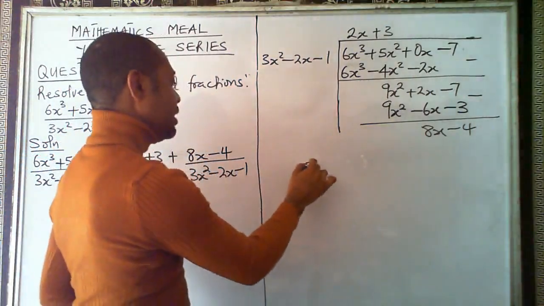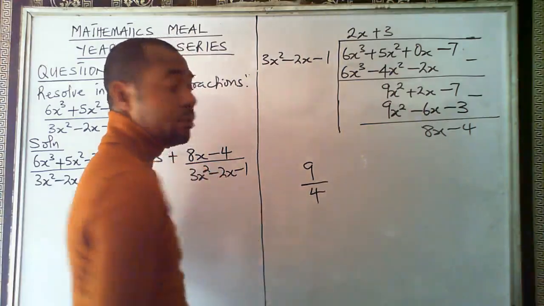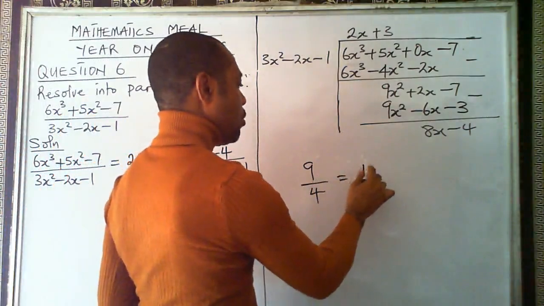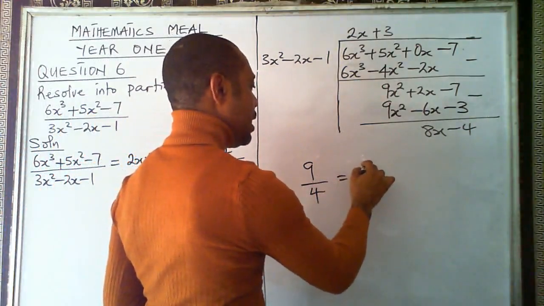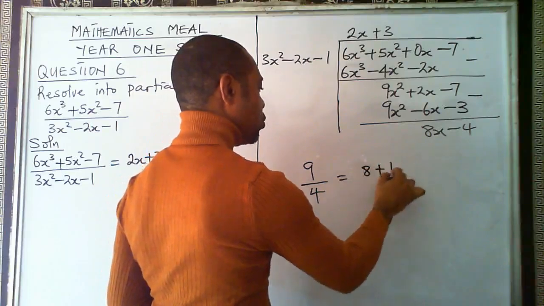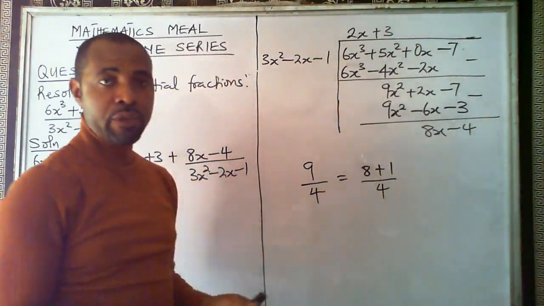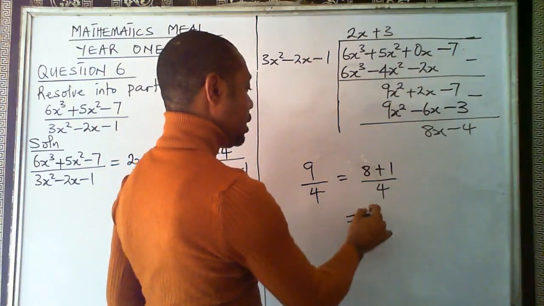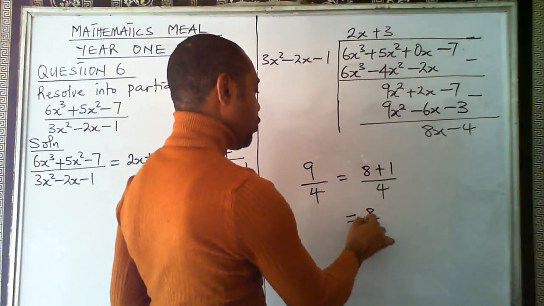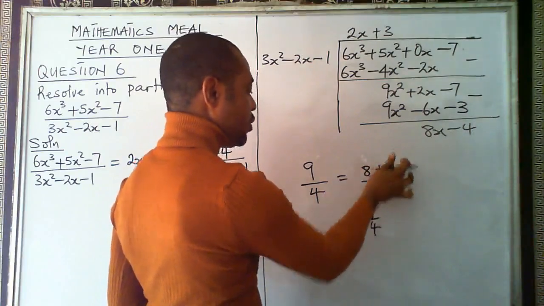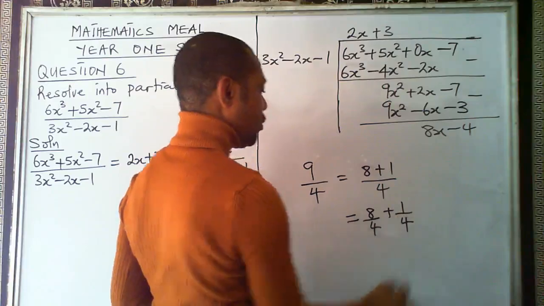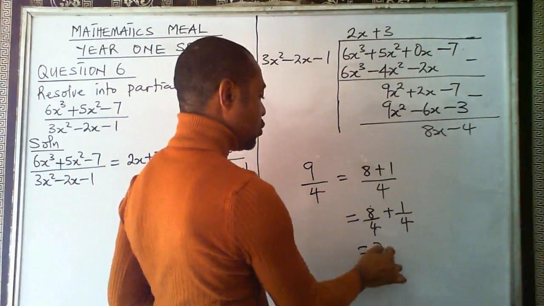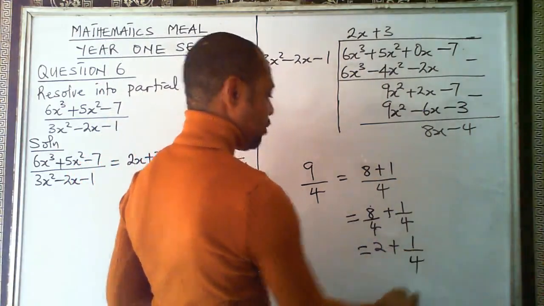Now, if I have 9 divided by 4, this is a single fraction. You know, I can split this to become 8 plus 1 divided by 4. Do you agree? Yeah, that's what it means. That means I can go further to say that this is 8 over 4, this 4 is dividing this and also dividing this, plus 1 over 4. Right? So 4 divides this will give you 2 plus 1 over 4.